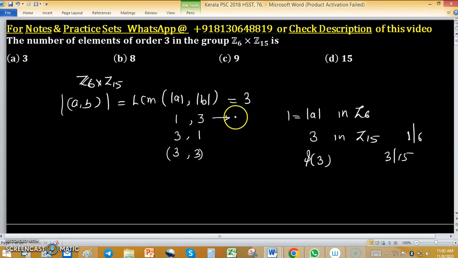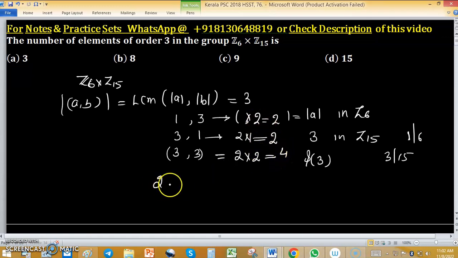So in the first case we are getting 1 into 2, which is 2 elements. In the second case 2 into 1, again we are getting 2 elements, and in the third case we are getting 2 into 2, which is 4. So the total number of elements of order 3 is 2 plus 2 plus 4, which means 8 elements are of order 3. Option B is correct.